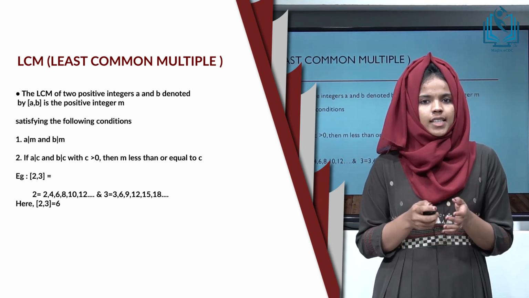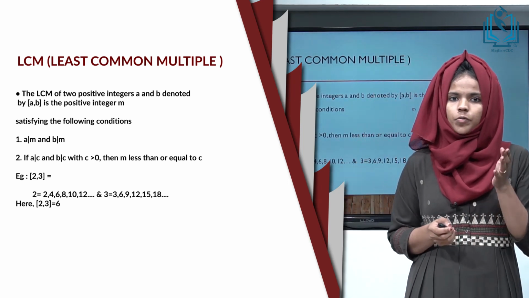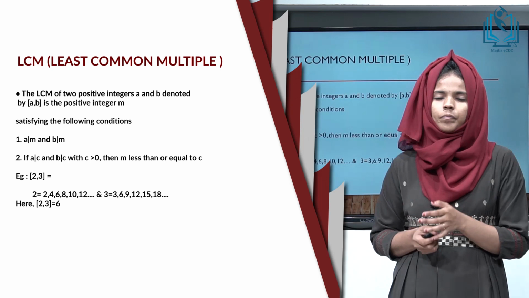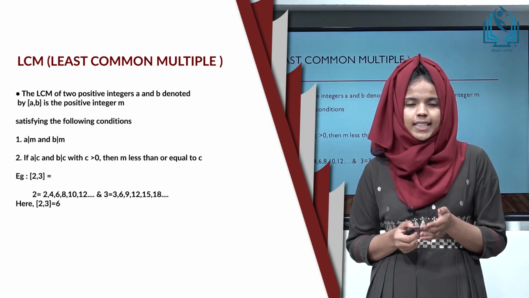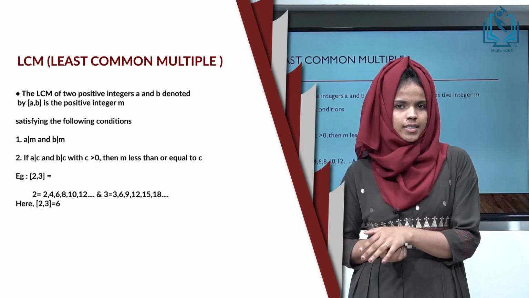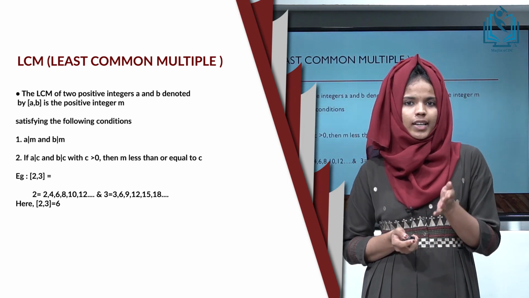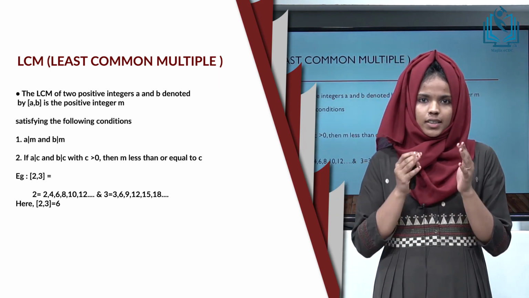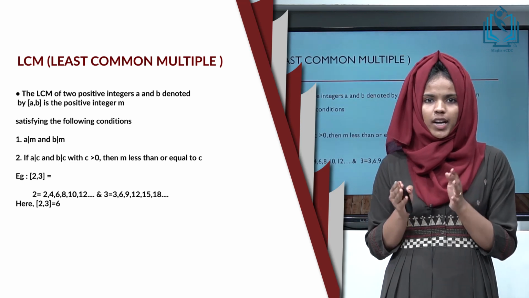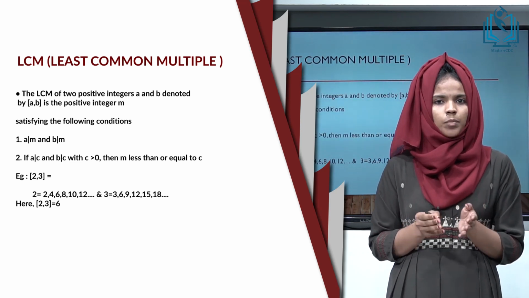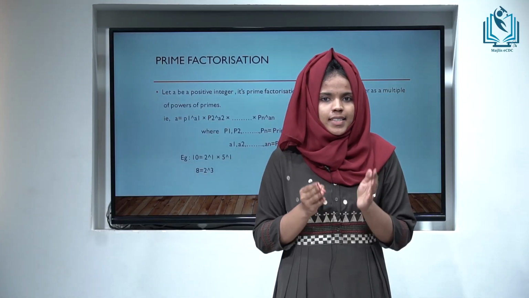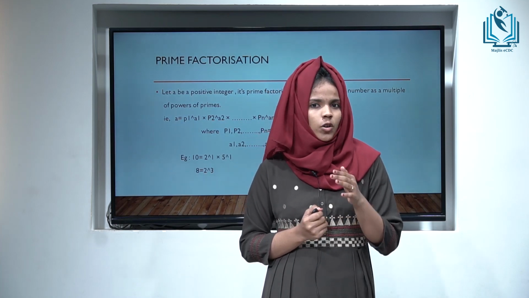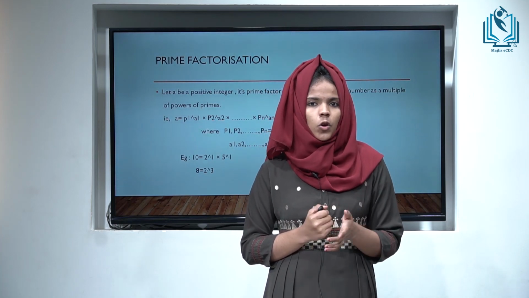For example, just take 2 and 3. Multiples of 2 are 2, 4, 6, 8, 10, 12 and so on. And multiples of 3 are 3, 6, 9, 12, 15, 18 etc. Then the common multiples of 2 and 3 are 6, 12, 18 etc. Then the least one among these is the LCM of 2 and 3, that is 6. So LCM of 2 and 3 is 6. It is easy to know LCM of small numbers from its multiples directly, but it is not possible in the case of large numbers. So we need a method.